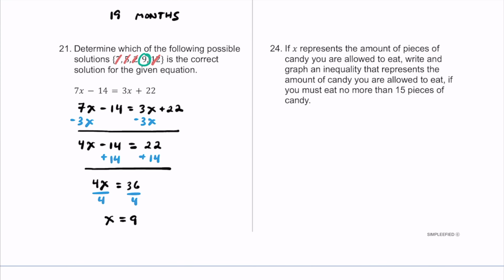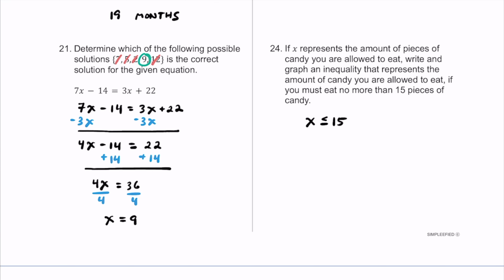For number 24, if x represents the amount of pieces of candy you're allowed to eat, write and graph an inequality that represents the amount of candy you're allowed to eat if you must eat no more than 15 pieces of candy. Okay, so you can't eat more than 15 pieces of candy, but you can have 15, so it's x is less than or equal to 15.